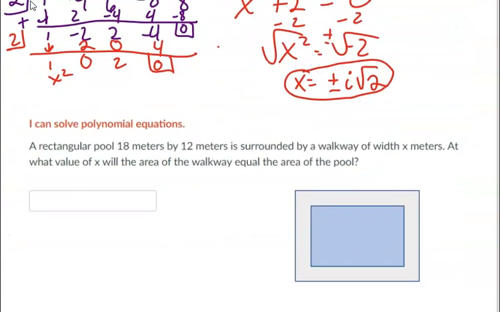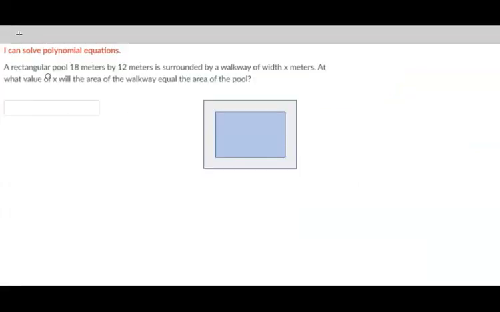Okay, let's go over the last one here. I can solve polynomial equations. A rectangular pool 18 meters by 12 meters is surrounded by a walkway of width x meters. At what value of x will the area of the walkway equal the area of the pool? So let's go ahead and sketch this out with the box here.